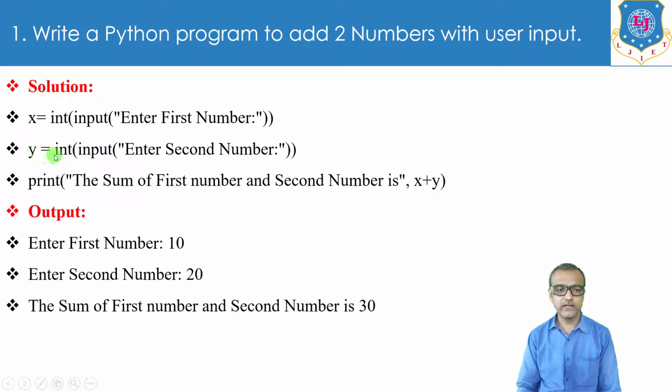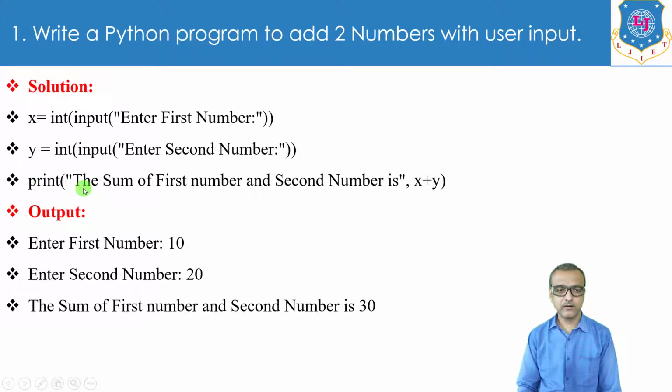Similarly, y equals int of input, enter second number. With the help of the input method, the user can enter the value. Again, it is of the type str, or string data type, and we need to convert that string data type into an int value. That's why we have written int over here. Now we have two numbers.